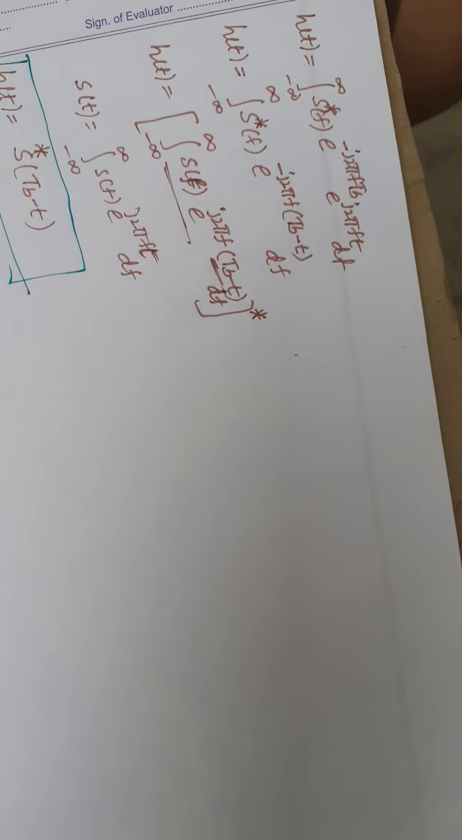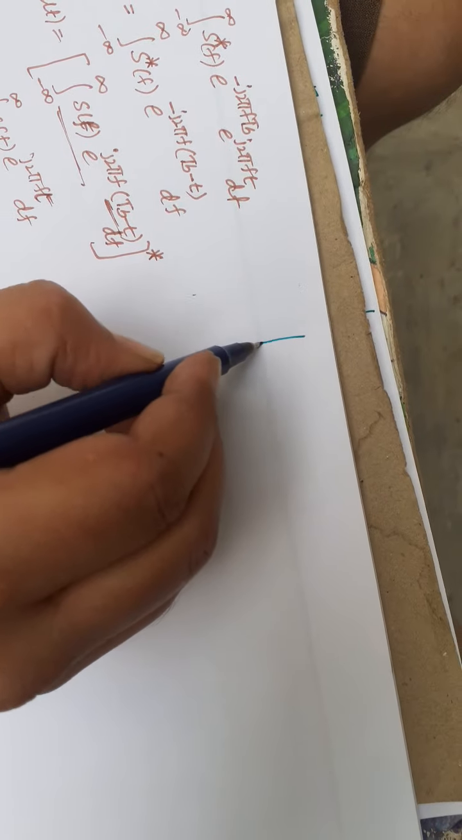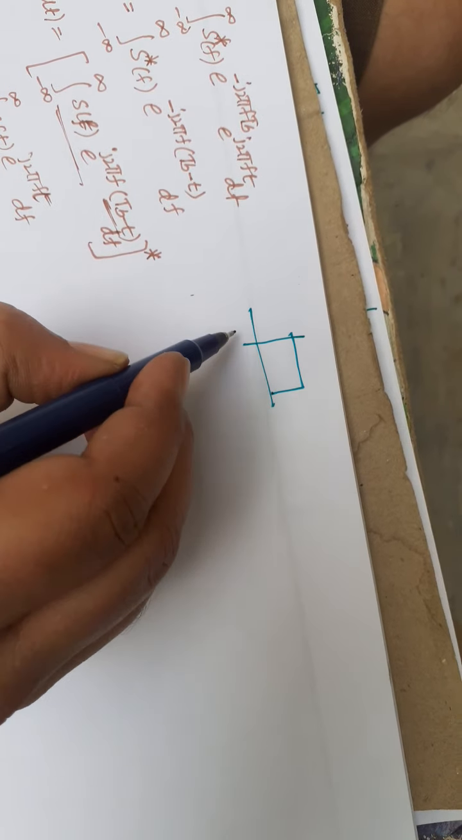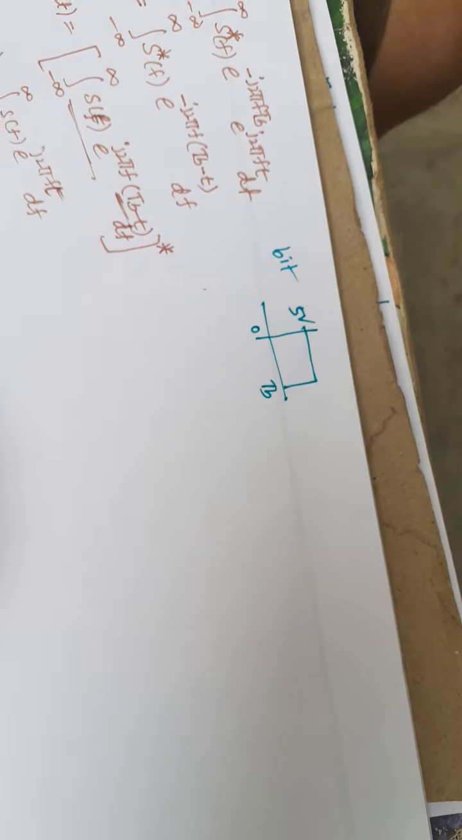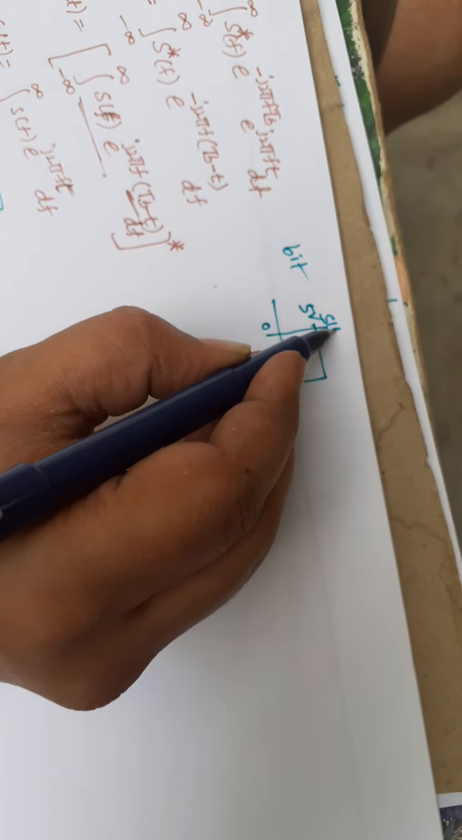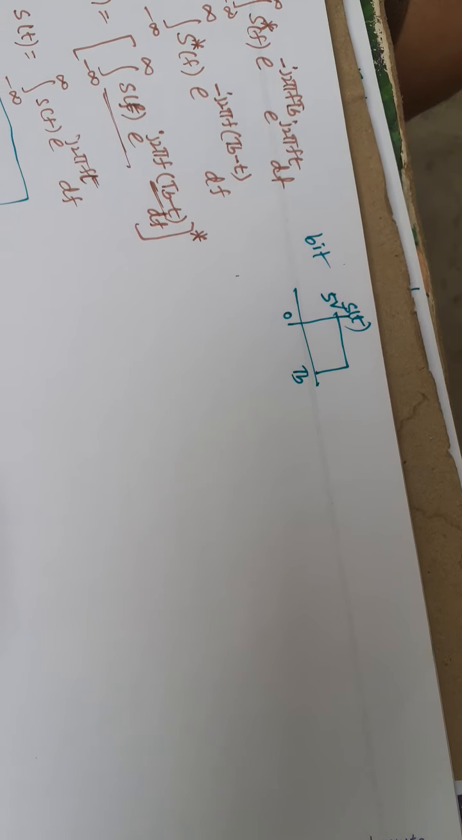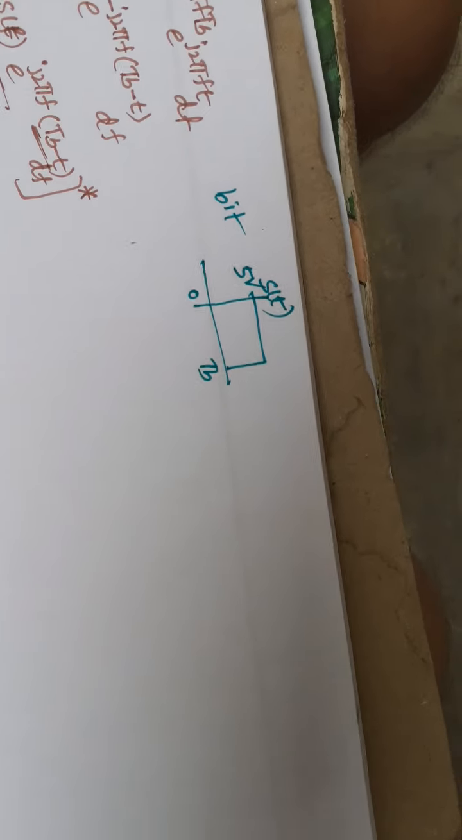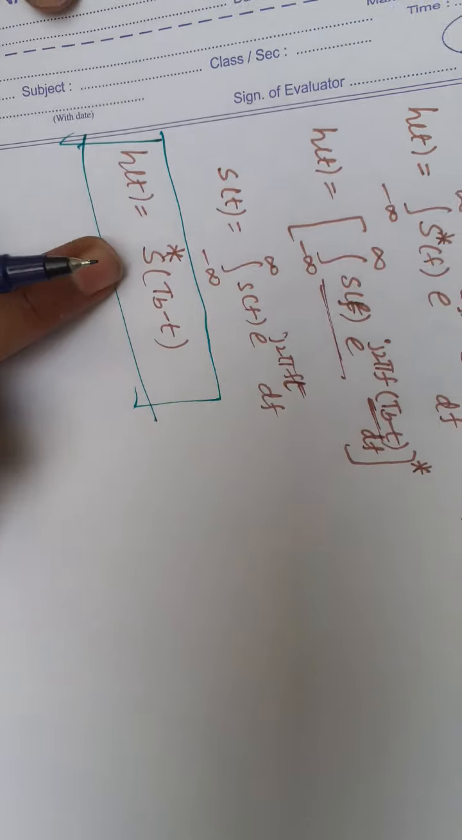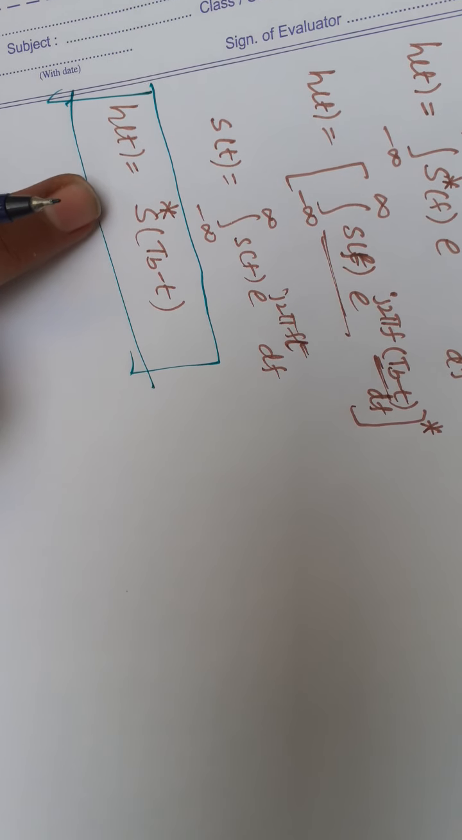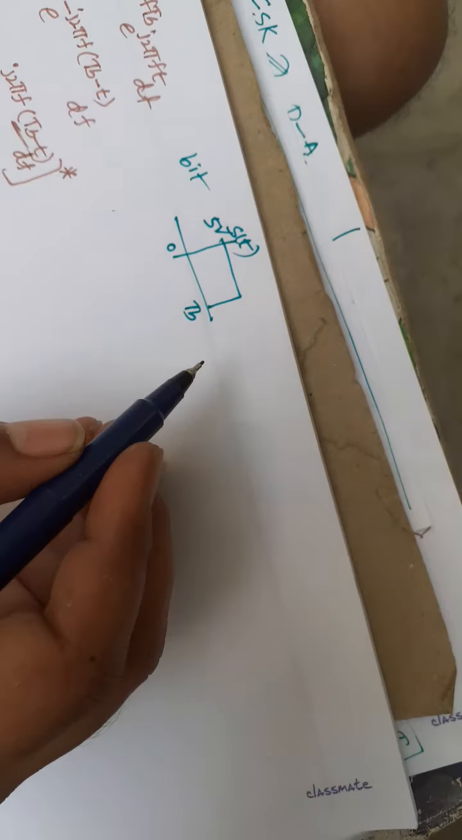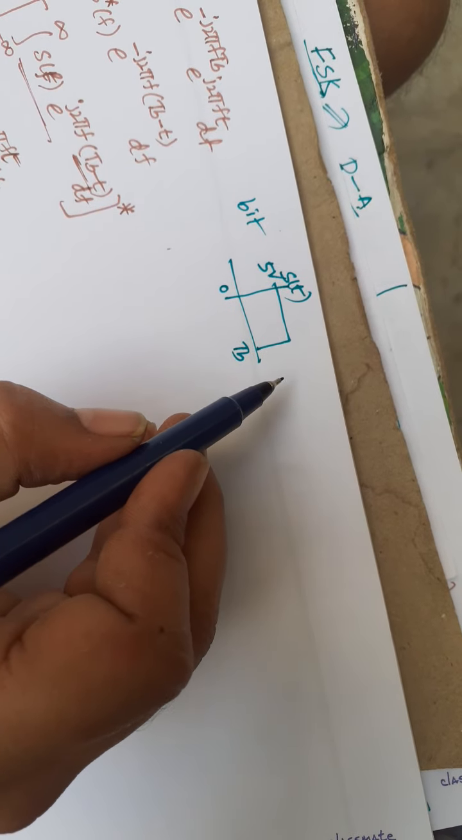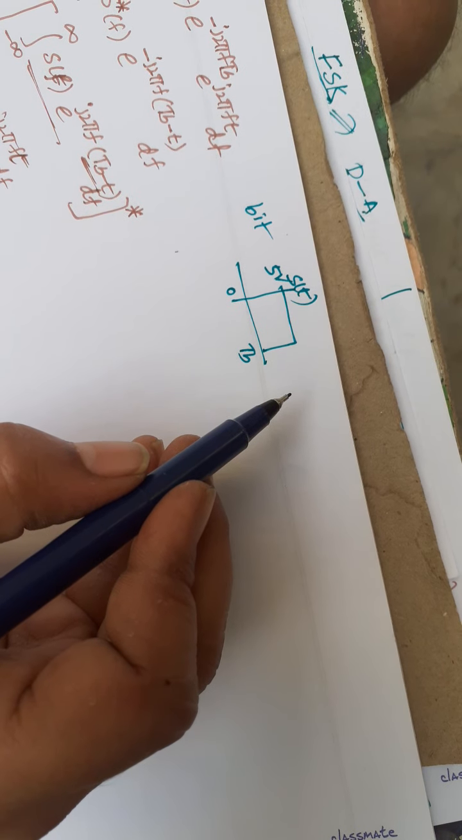Now let us see one example. Bit 1 is represented as 5 volts from 0 to Tb. This is our bit 1, called s(t). I want to find the filter equation h(t). This is my question, and I am solving this question.